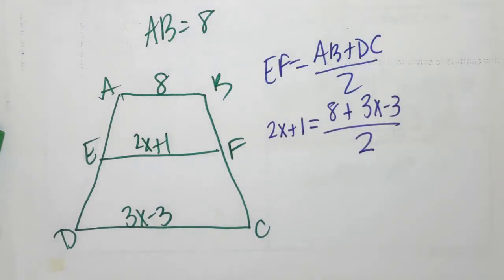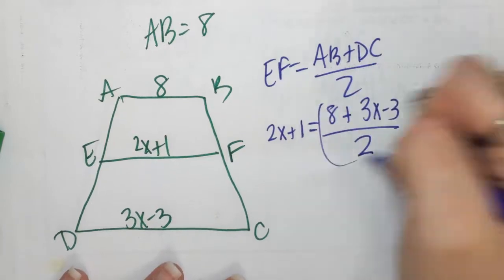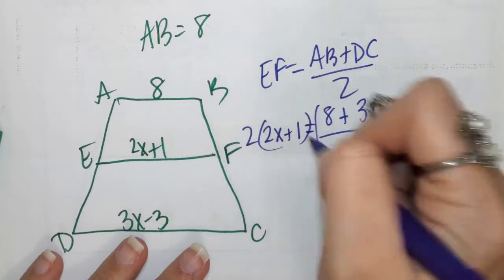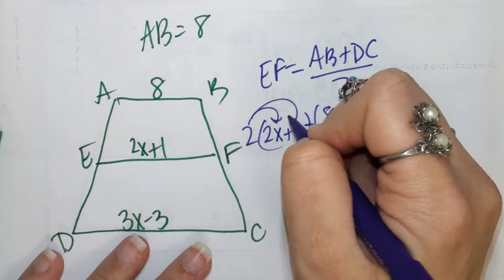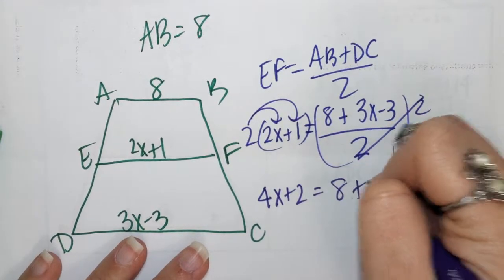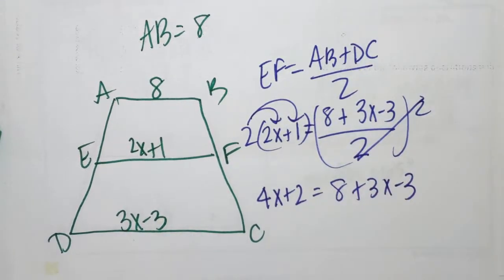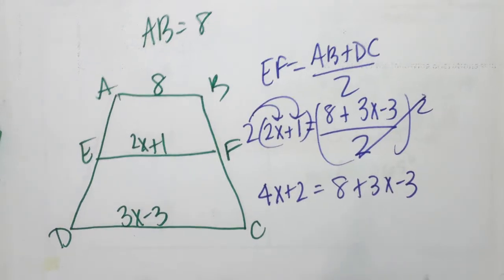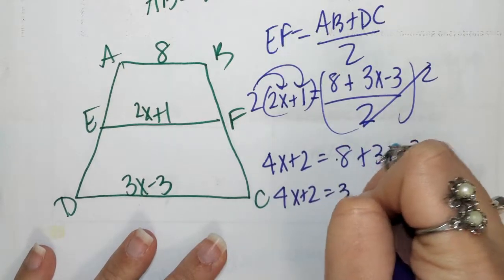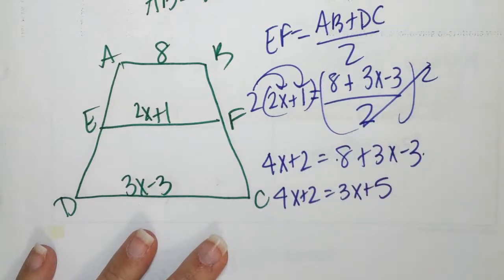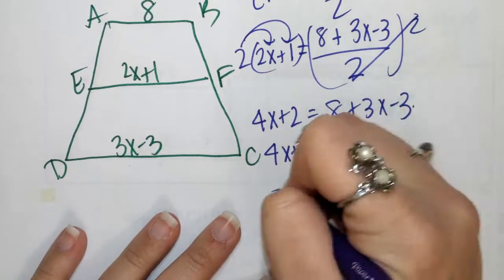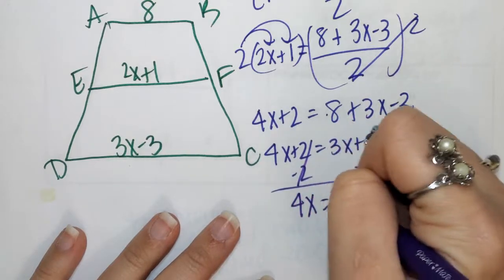How do we get rid of the 2? Multiply both sides by 2. Now I have to multiply everything on the left by 2. So what am I going to do here to get rid of my parentheses? 4x plus 2. Distribute. And those cancel. And I'm left with 8 plus 3x minus 3. What is 8 minus 3? And then what do I do? You subtract 2 from that side. And x equals 3.